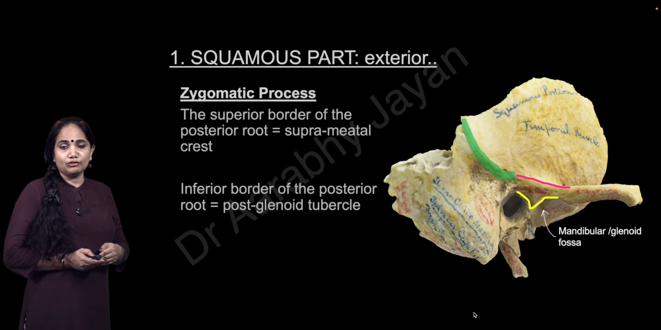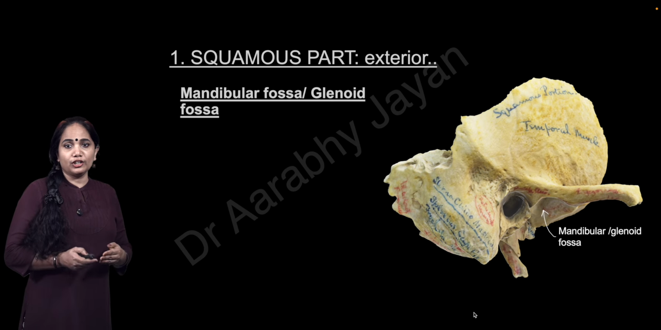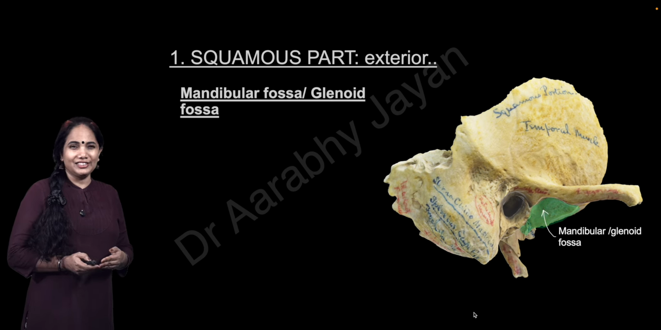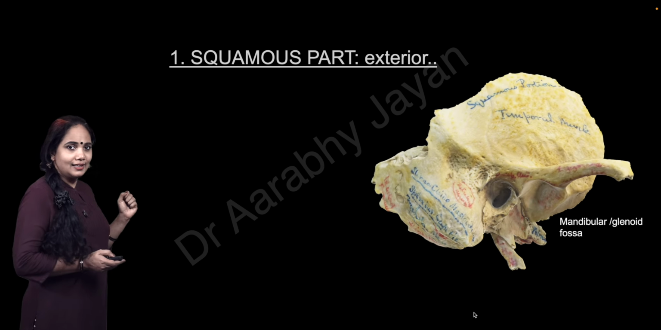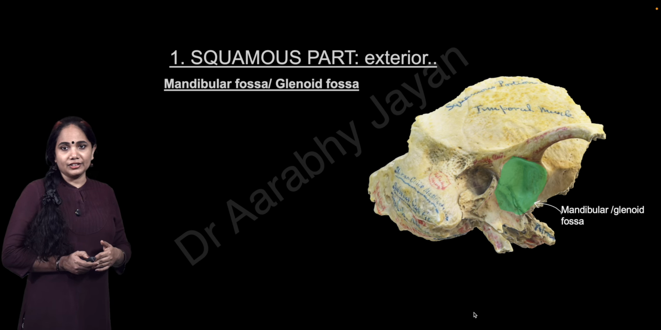So that is the mandibular fossa, which we'll be seeing next. In order to see the glenoid cavity, we have to tilt the temporal bone a little laterally so that it is a little clearer. And this is the mandibular or the glenoid fossa.